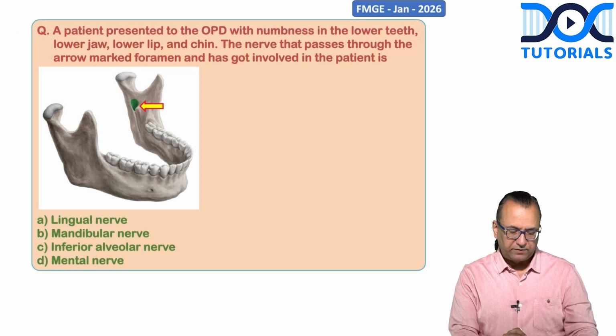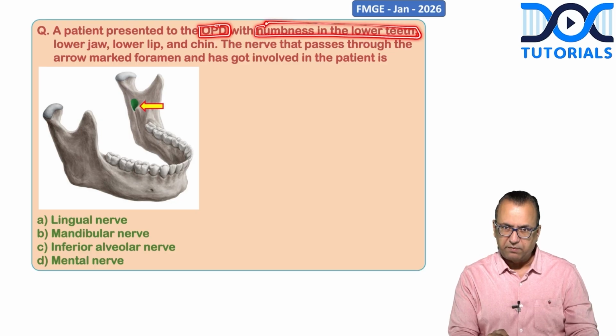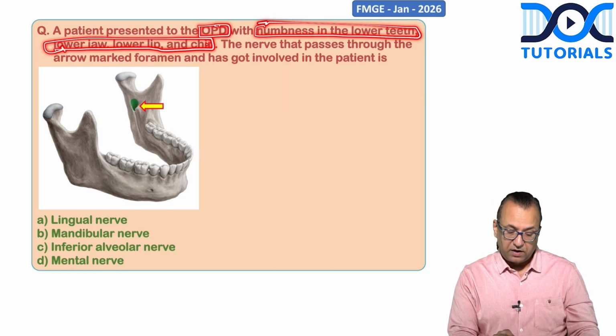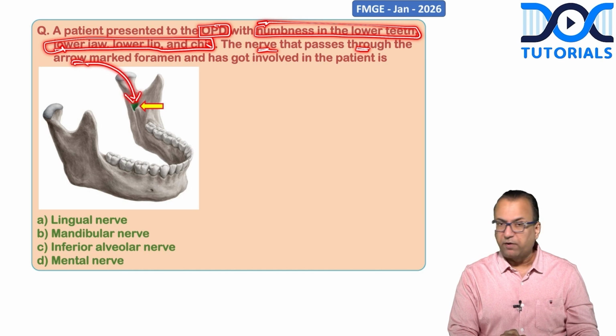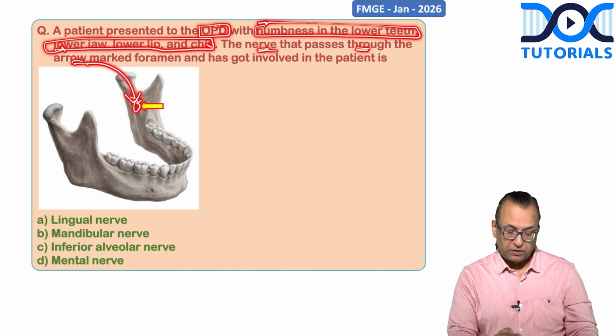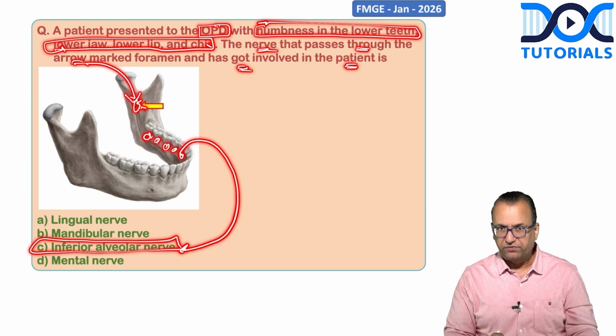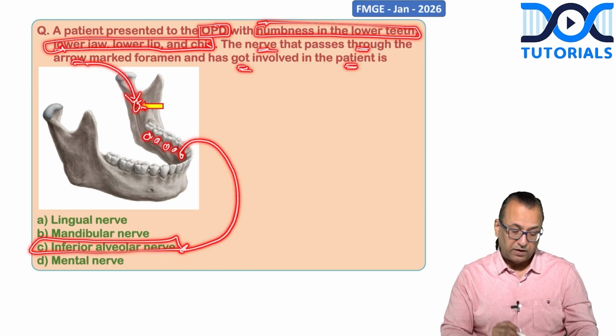Diagram of the mandible given. A patient presenting to OPD with numbness in the lower teeth: mandibular nerve. Lower jaw, lower lip, chin, that is all the territory of the mandibular nerve. The nerve that passes through the arrow-marked structure, the mandibular foramen, has got involved in the patient. So they are asking about the inferior alveolar nerve. Inferior alveolar nerve should be the answer, a branch of the mandibular nerve supplying the mandible region.